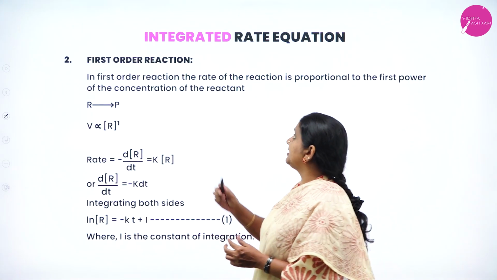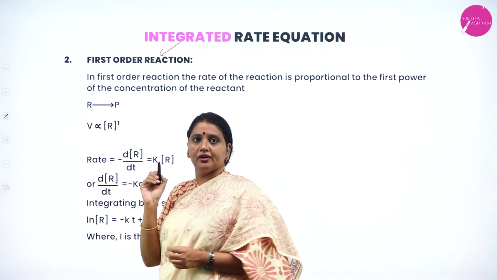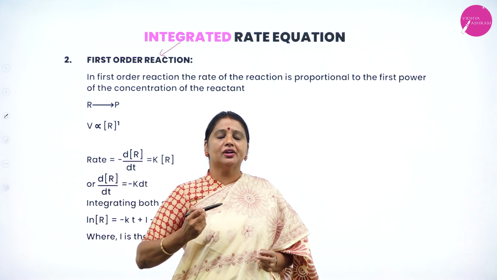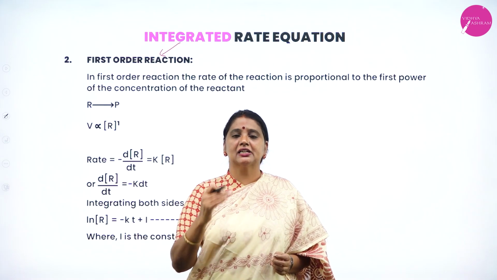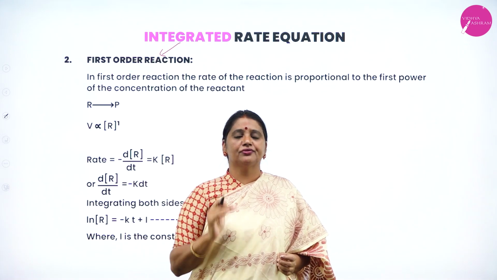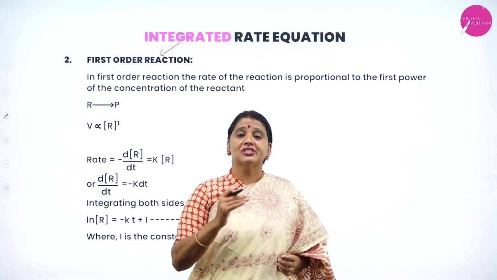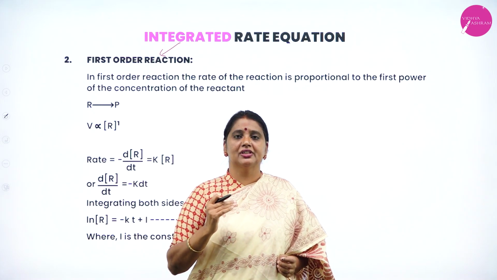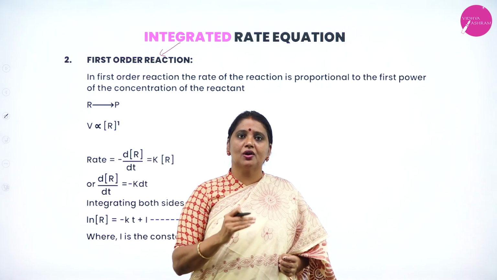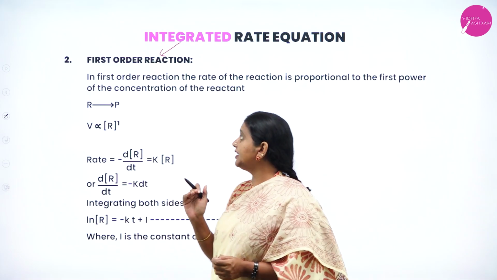Now, the same integrated rate equation for which order? First order. What is a first order reaction? First order reactions are those whose velocity is directly proportional to the first power of the molar concentration of the reactant. Zero order means whose velocity is directly proportional to the zero power of the molar concentration of the reactant. First order means whose velocity is directly proportional to the first power of the molar concentration of the reactant.